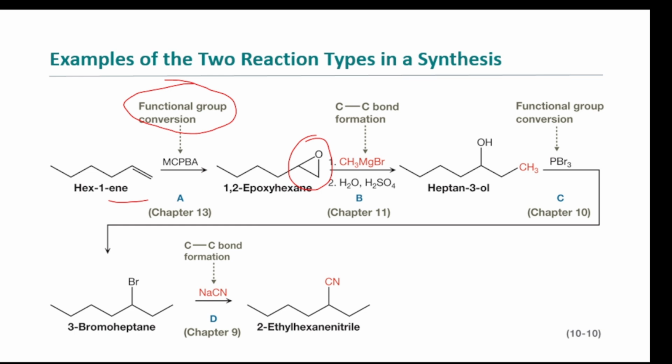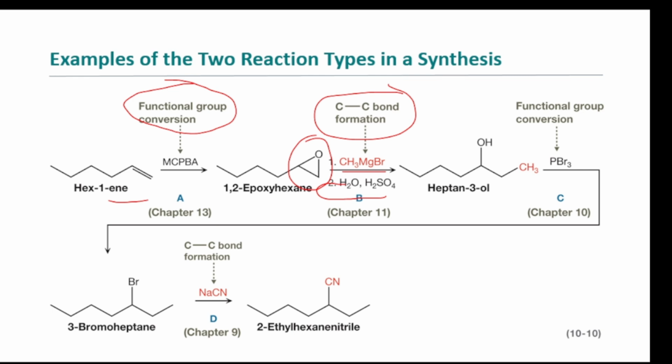And so we're going to then have here our carbon-carbon bond formation. This is the CH3MgBr. Remember, that's a way to get a negative charge on that CH3, so that we can then attack that carbon on the epoxide. Okay. And then we need to follow that up with these conditions here, which is water and acid.